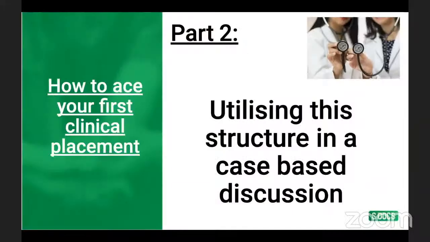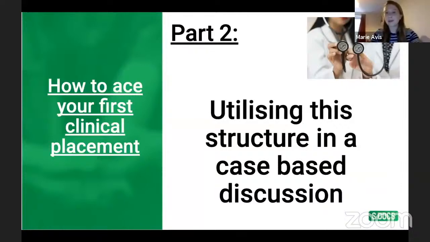Take it away, Marie. Hello everyone, and welcome to part 2 of this series on how to ace your first clinical placement. So in part 1, we went over a structure of assessing a patient and formulating a differential diagnosis. And in this part 2, we're going to try and use this structure in a case-based discussion, to run through and work it out. So if you haven't seen part 1, it might be useful to have a look now.